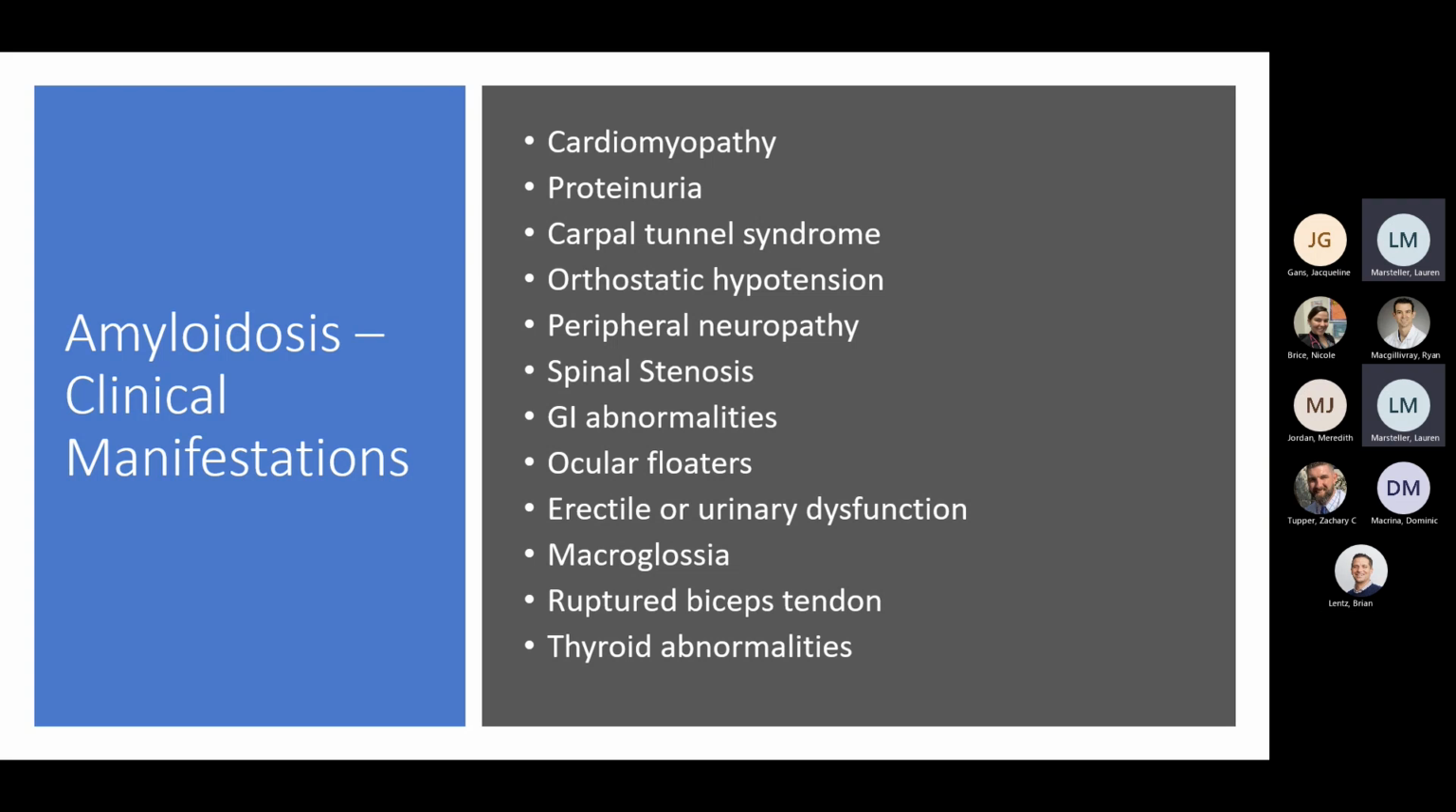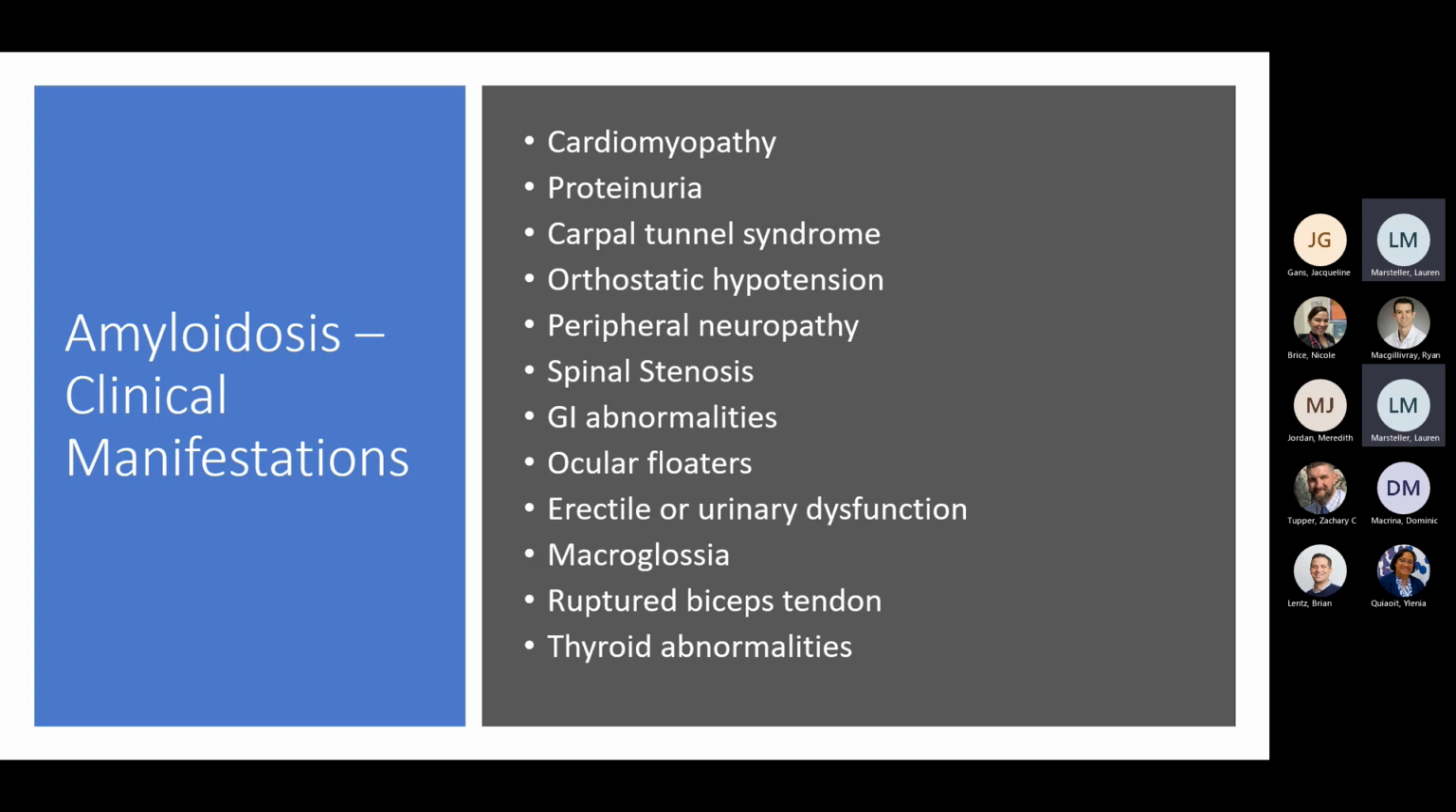Typically they'll have protein in their urine. They may report carpal tunnel syndrome, or that they've had a carpal tunnel release surgery in the past. Oftentimes these patients have low blood pressure, specifically orthostatic hypotension, so when changing position. They may have peripheral neuropathy, spinal stenosis, GI abnormalities, eye manifestations such as floaters. They can have erectile or urinary dysfunction, macroglossia, which is an enlarged tongue, a ruptured bicep tendon, and thyroid abnormalities.